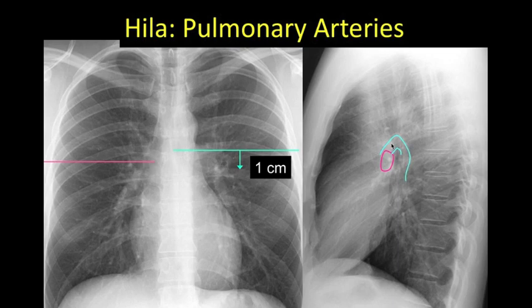One can see how the left hilar vasculature is higher than the right on the lateral radiograph. The left pulmonary artery courses over the left upper lobe bronchus, and the right pulmonary artery is anterior to the right-sided bronchi, and thus the elevation of the left vascular pedicle relative to the right vascular pedicle.